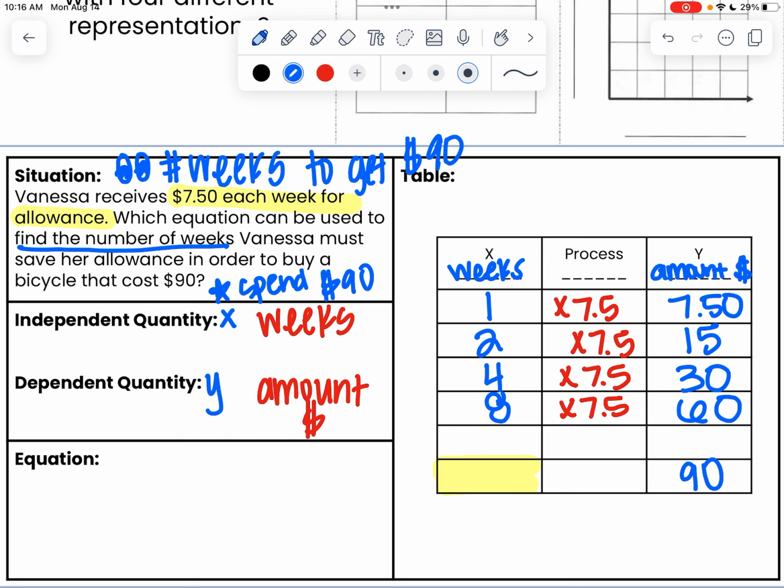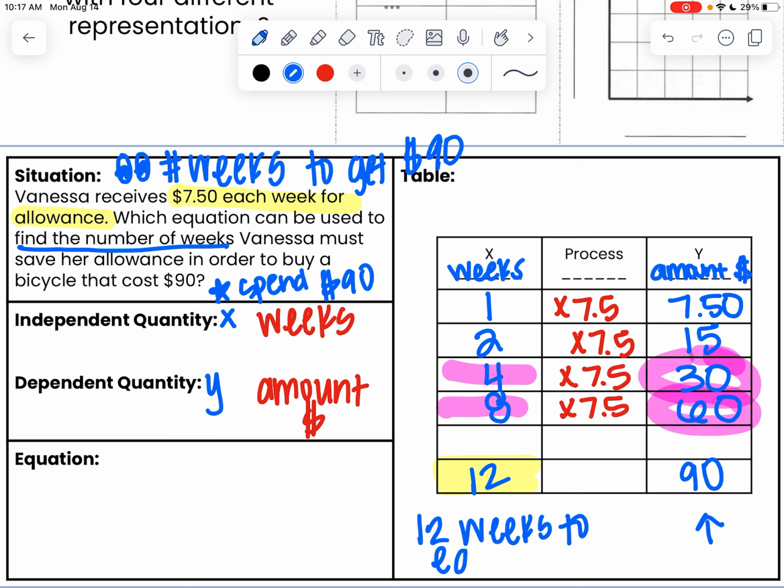But I want to get to 90. So I see that it takes me 4 weeks to earn $30 and 8 weeks to earn $60, which means altogether it would take me 12 weeks to earn that $90 total. So 12 weeks to earn $90.